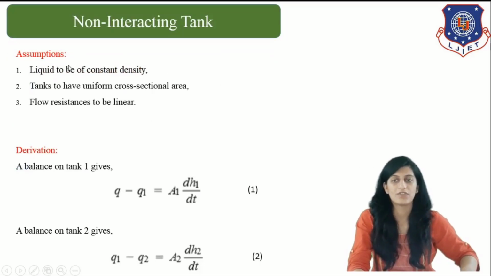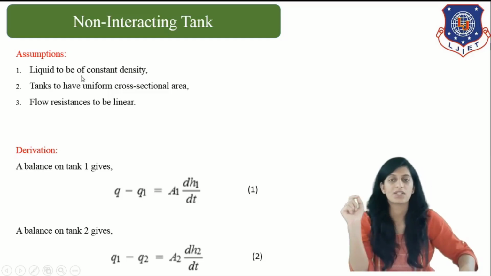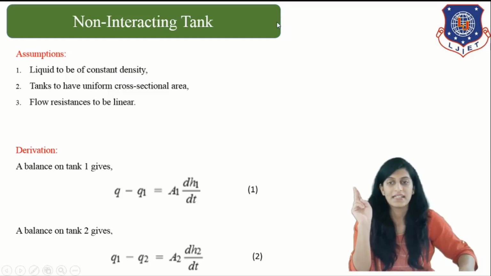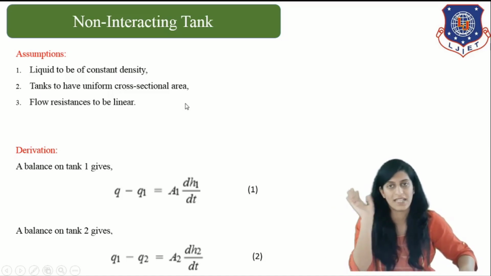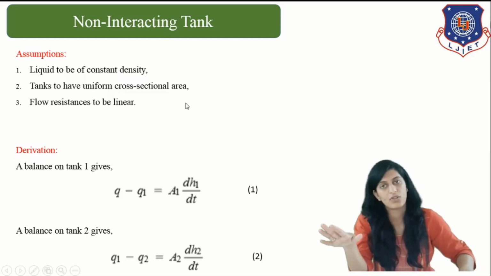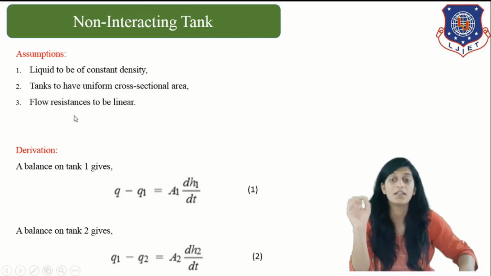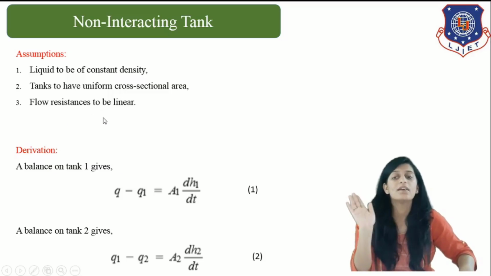Now let us start with the first tank. So these are the 3 assumptions. The first assumption for this derivation is that the liquid has constant density. The second assumption is that both tanks have uniform cross sectional area. Tank 1 has A1 cross sectional area, tank 2 has A2 cross sectional area. And the third and most important assumption is that flow resistances R1 and R2 are linear.